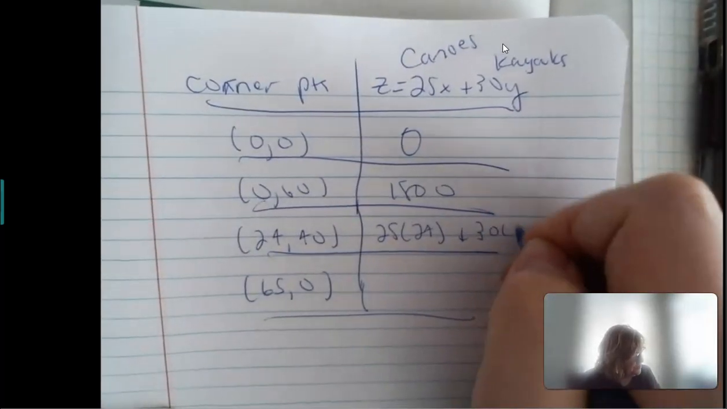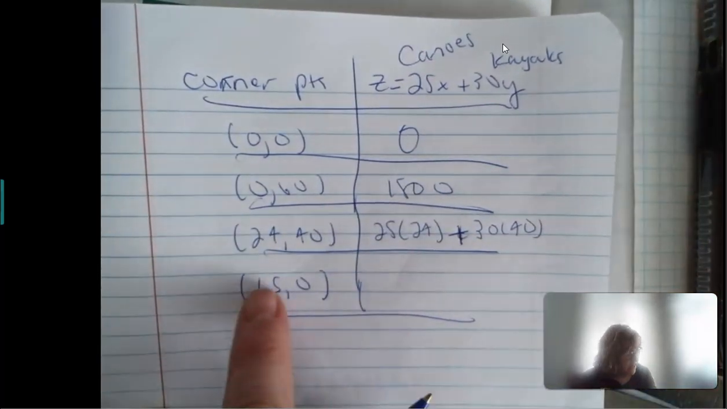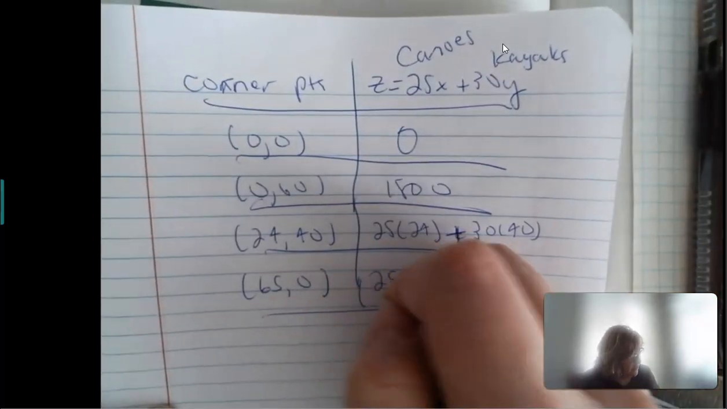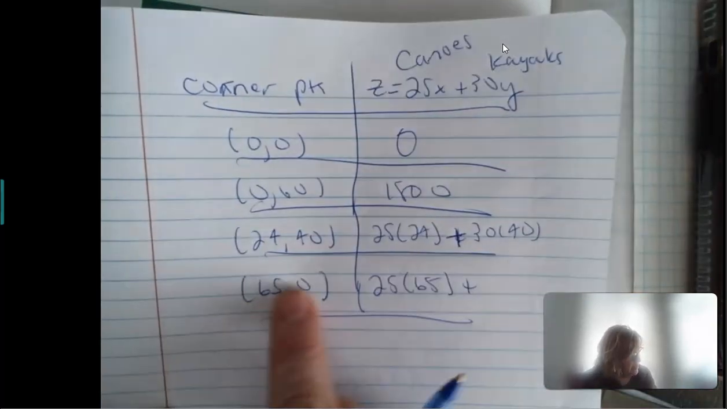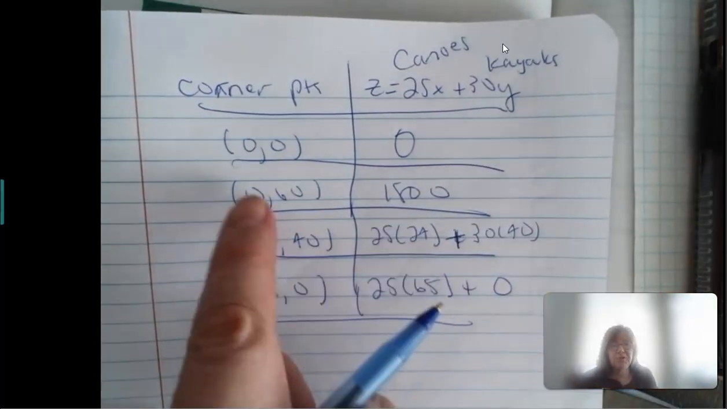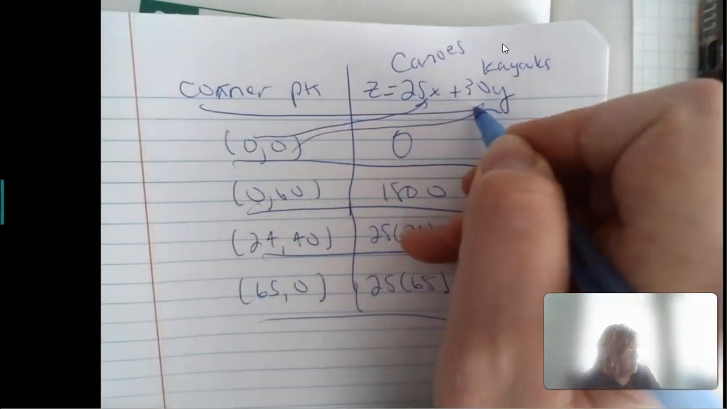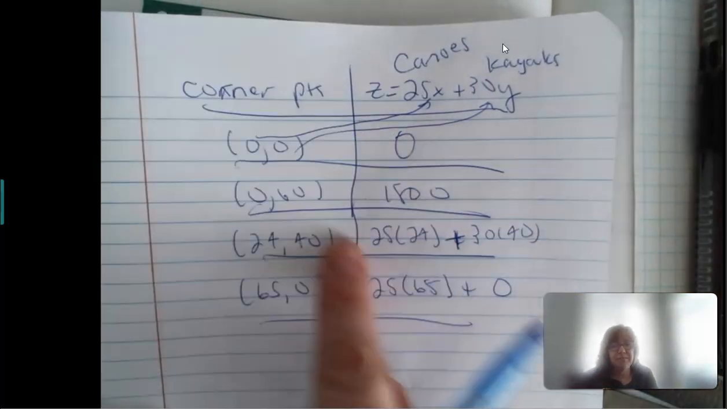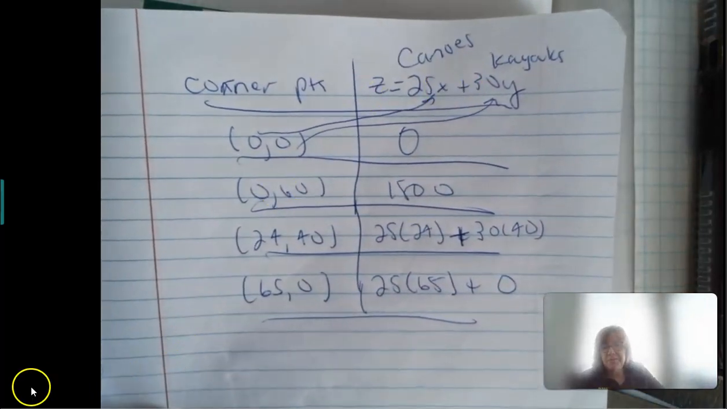y, then we're going to go ahead and figure out what that is. And then 65 for the x, so 25 times 65 plus 0 times y. So I'm going to pause and do these two on a calculator. All I'm doing is subbing in for the x, subbing in for the y, and then doing the math. So I'm going to pause a second and I'll calculate those two. And then we'll write our final answer.